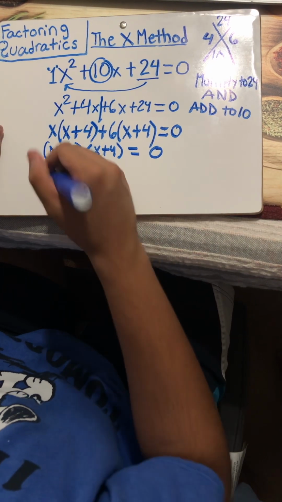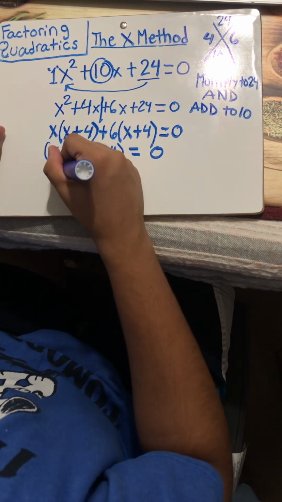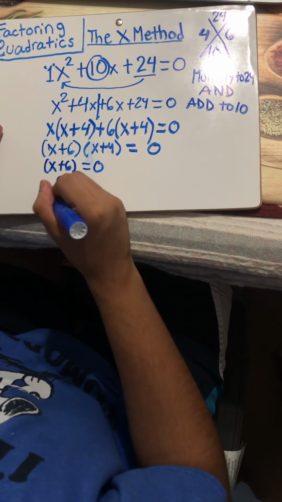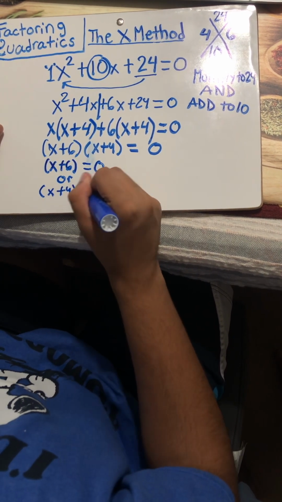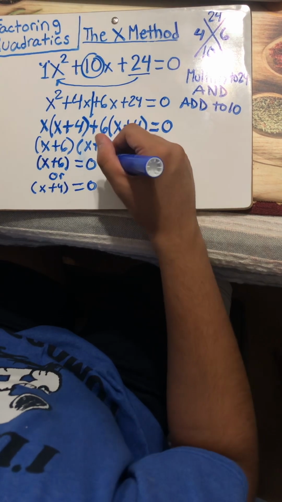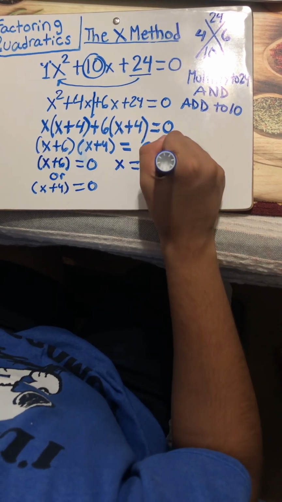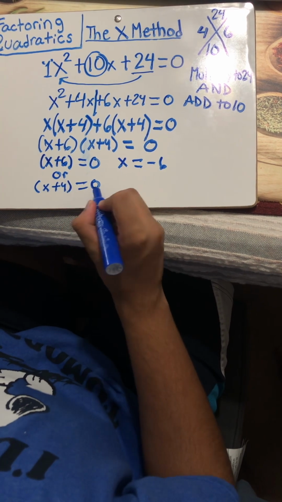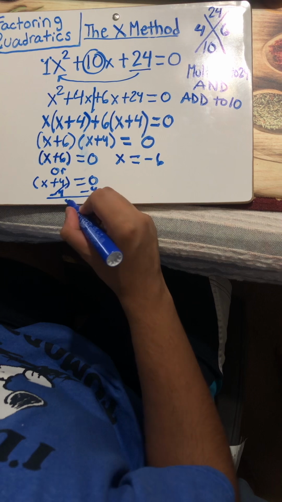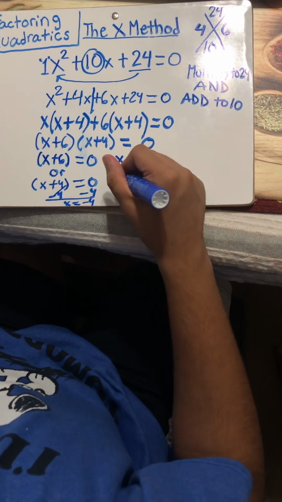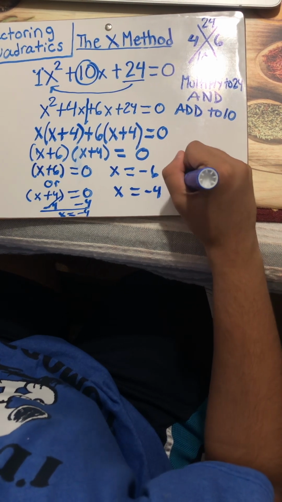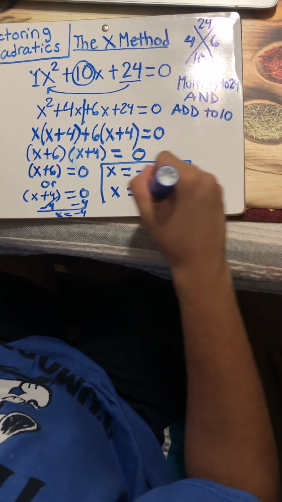So in order to do that, we can do x plus 6 is equal to 0, or x plus 4 is equal to 0. Now we can do x is equal to minus 6. And we can do x plus 4 equals 0, minus 4, and we get x is equal to negative 4. So x is minus 4. So both of these can be your two answers for this quadratic equation.